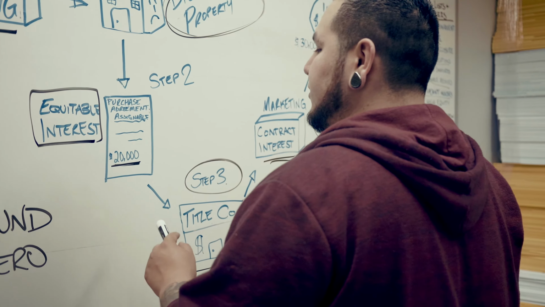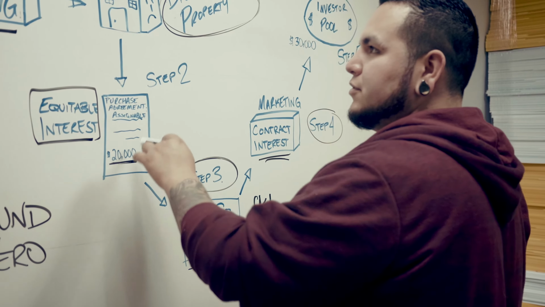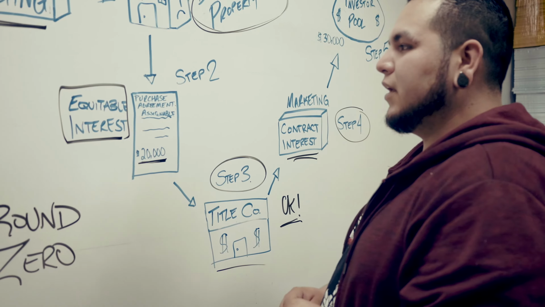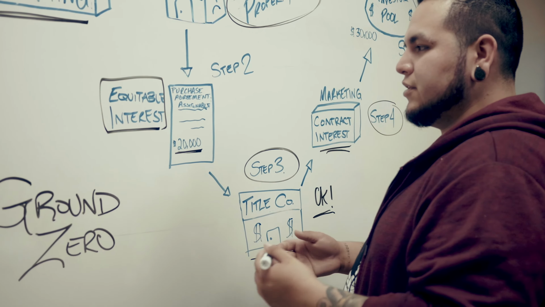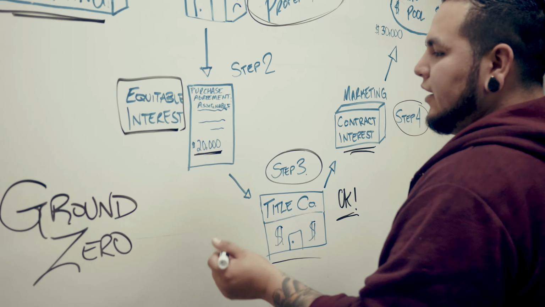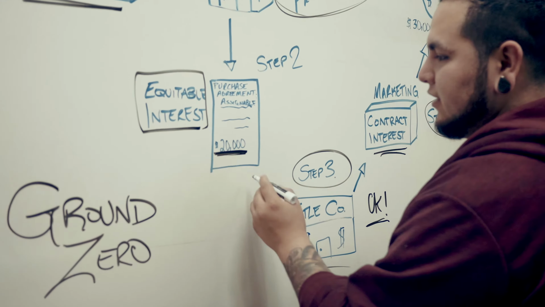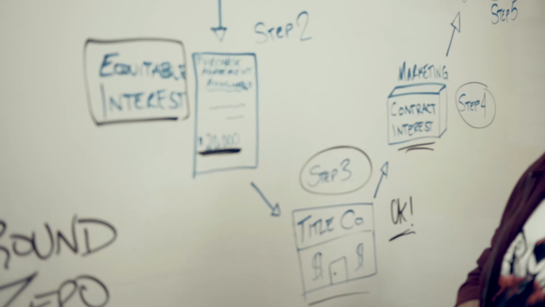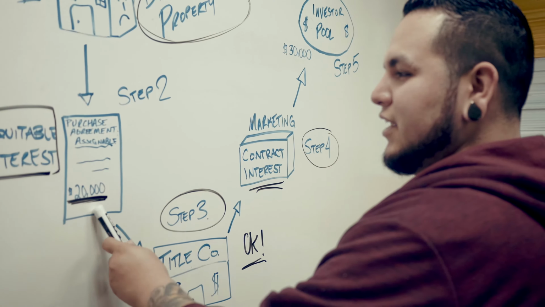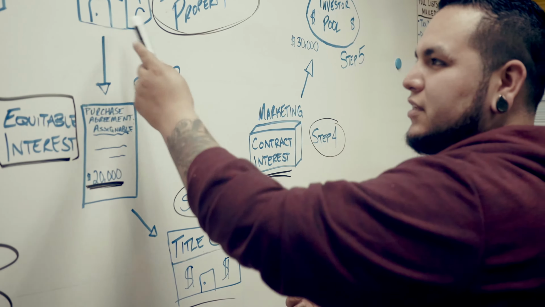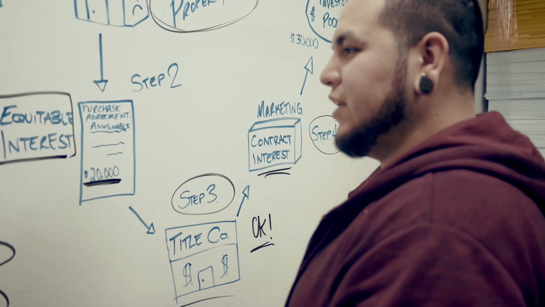Now, the first thing that we do, guys, is once we find the property, we come to an agreement with our said seller. The seller and you are going to negotiate, and you guys are going to come to a purchase price, which is a contract. And the contract is going to state the amount of money that you're willing to give this person for their property. So in this make-believe scenario, we're going to say the contract that you got for this house that needed a whole bunch of work was for $20,000.